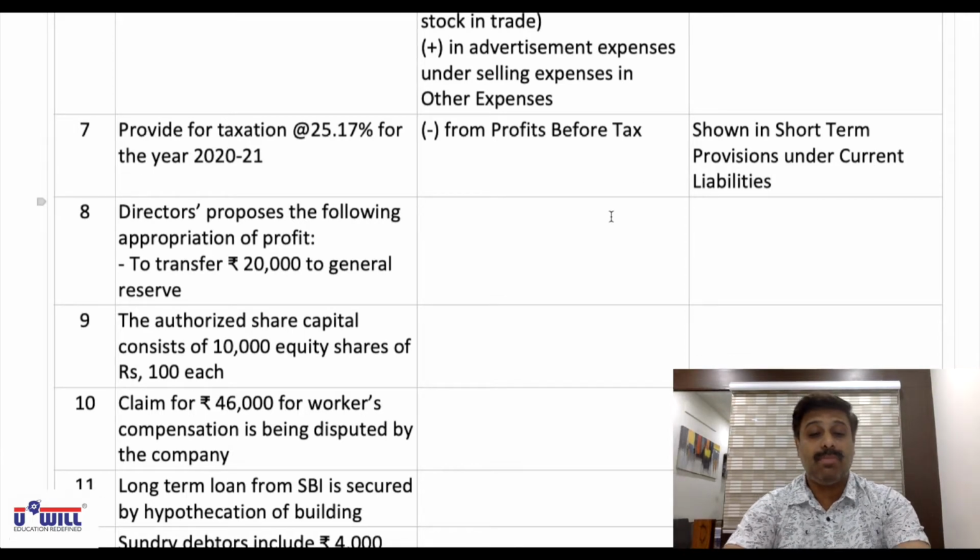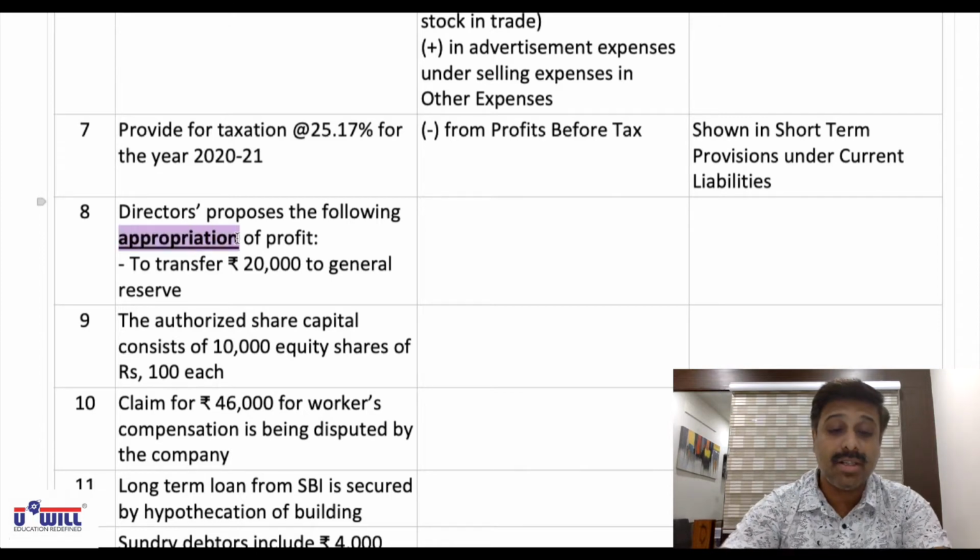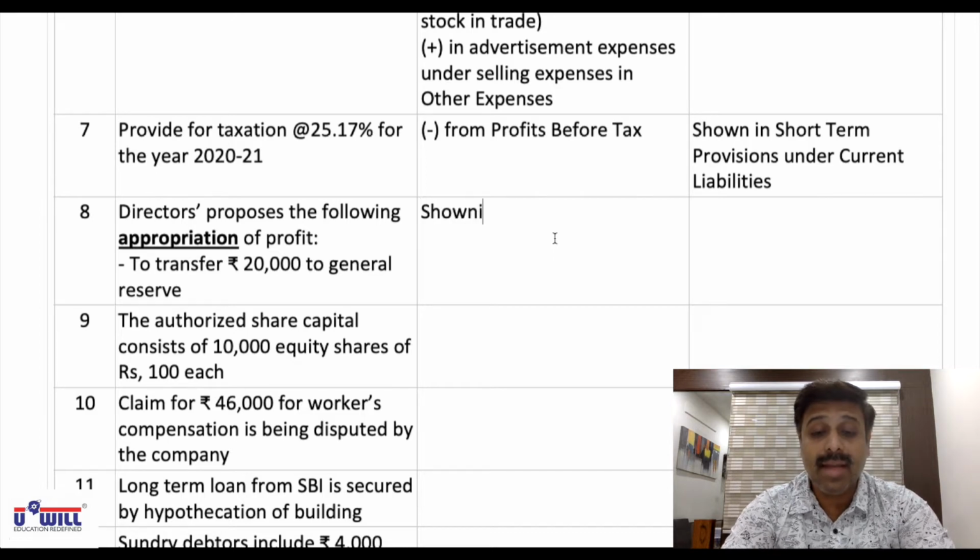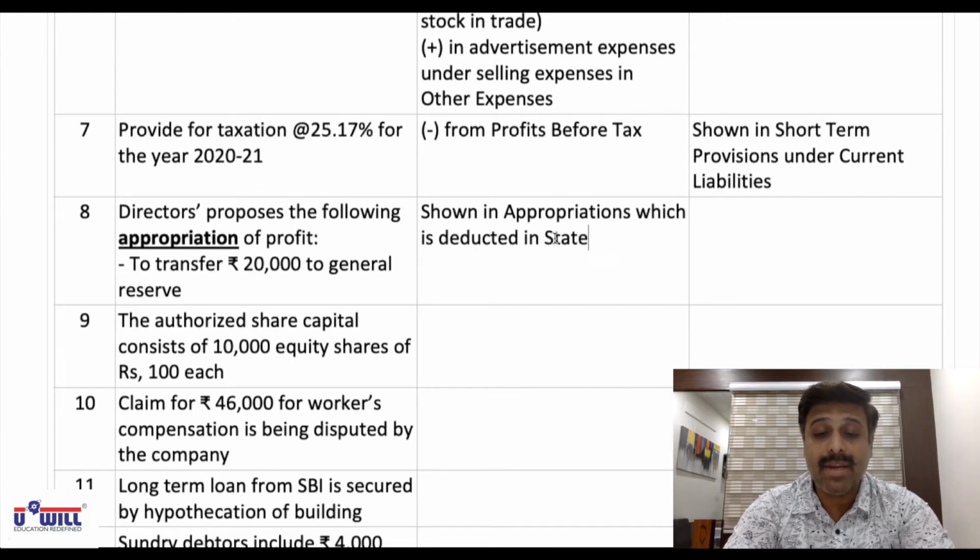Then directors propose the following appropriation of profit. As you can see, appropriation of profit is mentioned. So transfer 20,000 to general reserve. We will show it in appropriations, and appropriations is deducted in the statement of retained earnings.